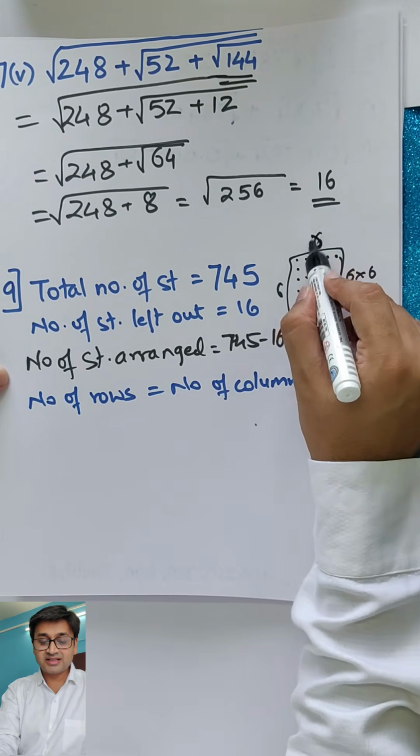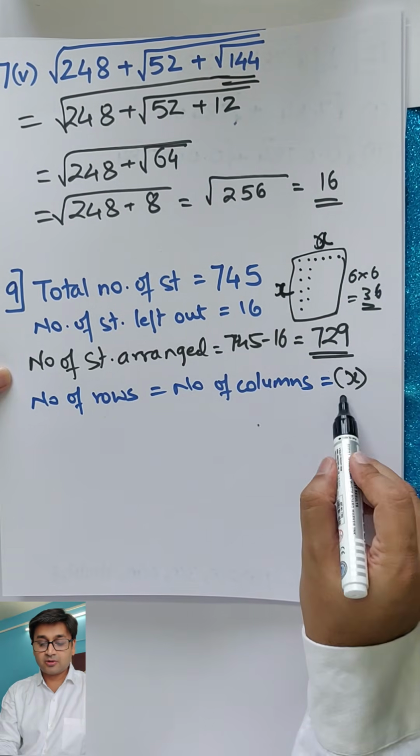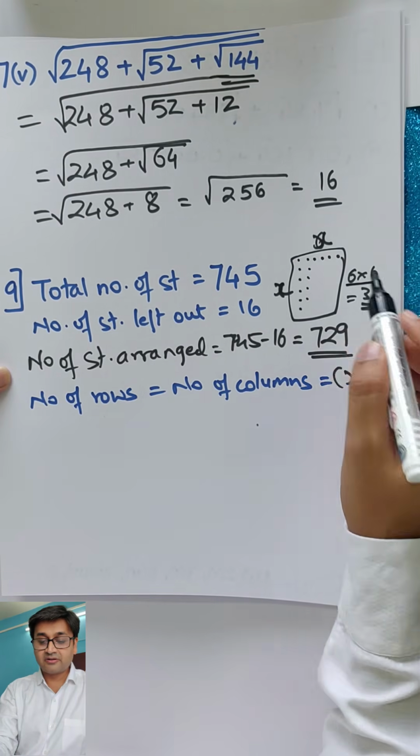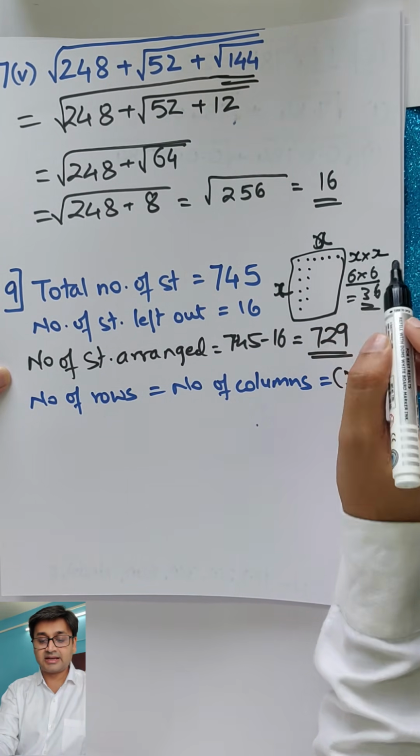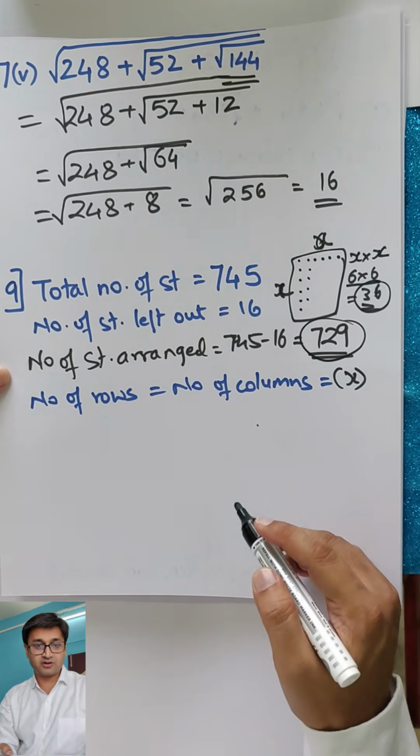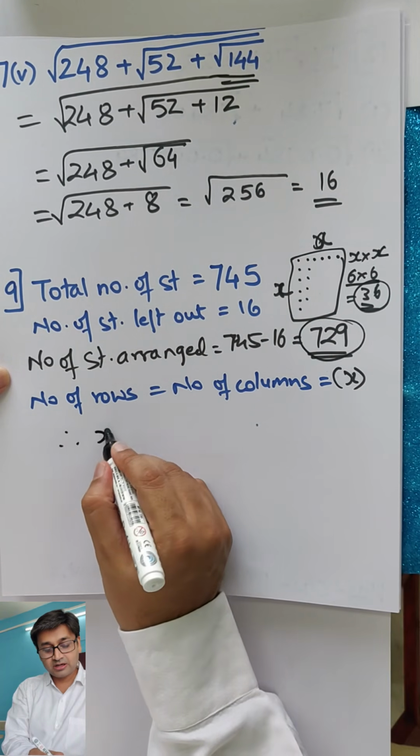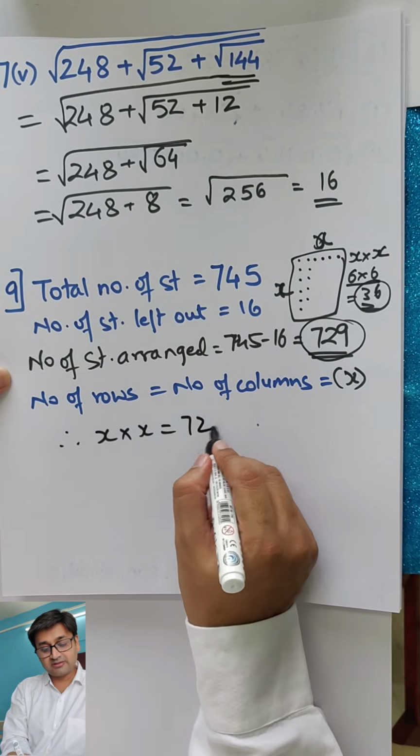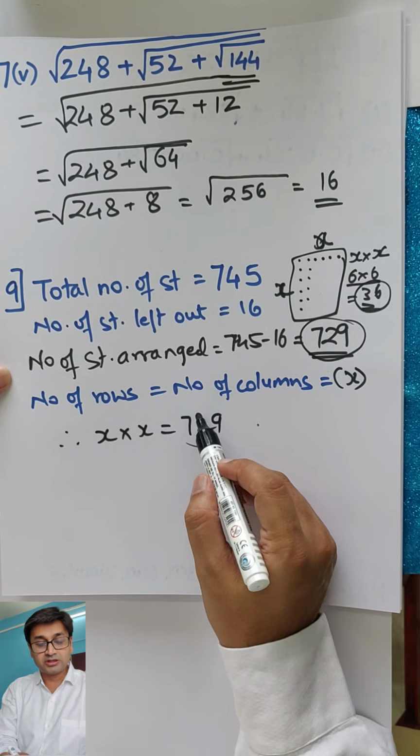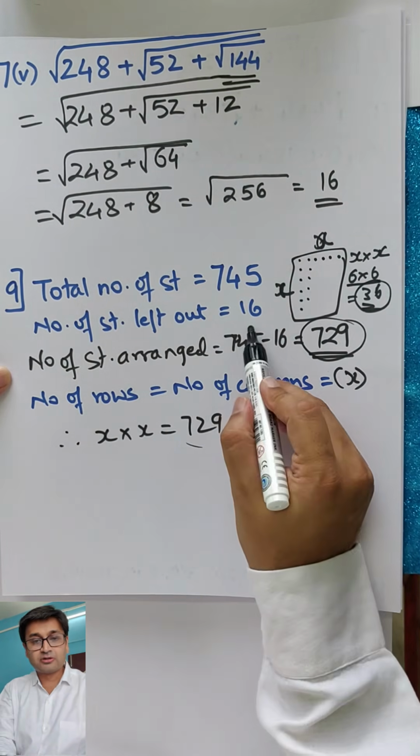Now instead of 6, if I say x and x, because the number of rows is x and the number of columns is x. So instead of 6 and 6, you say x and x. The total is 36 here, and here the total is 729. So you will say therefore x into x is 729. Number of rows into number of columns is the total students which were arranged after removing 16.